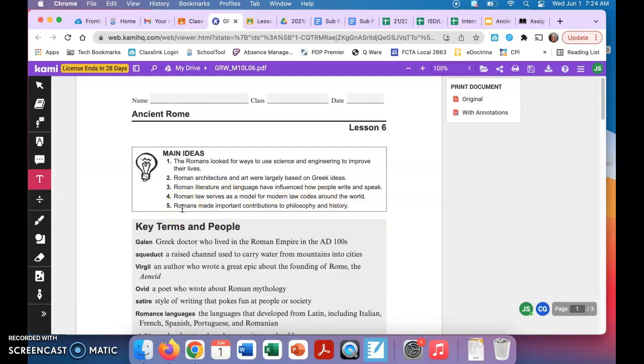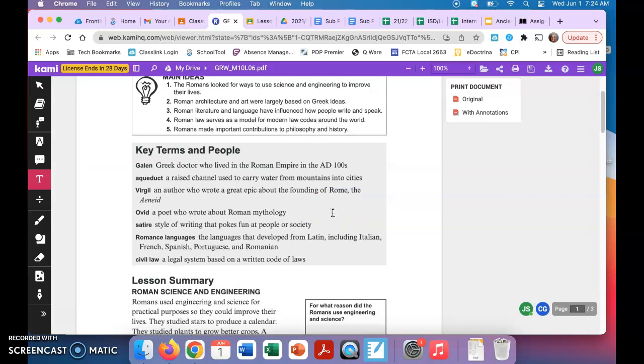Number 5, Romans made important contributions to philosophy and history. Key terms in people box. Galen was a Greek doctor who lived in the Roman Empire in the AD 100s. Aqueduct is a raised channel used to carry water from mountains into cities.